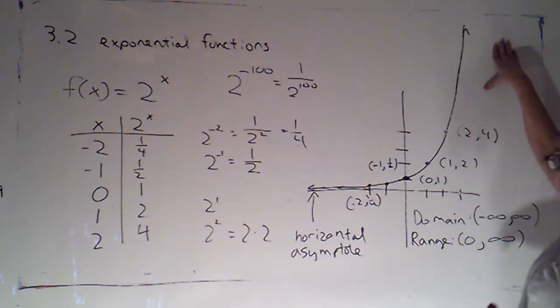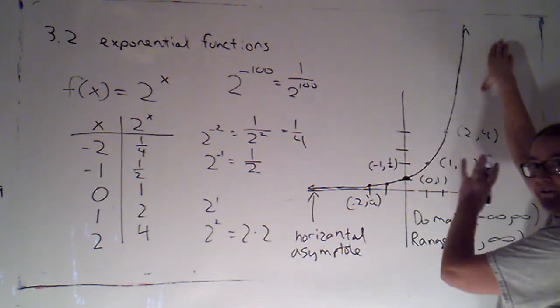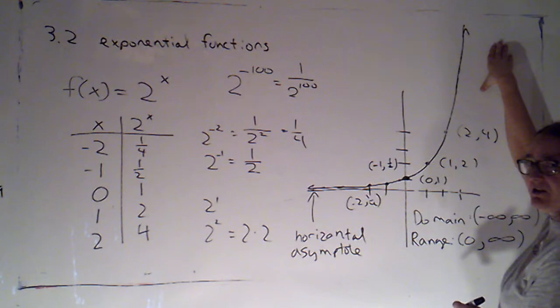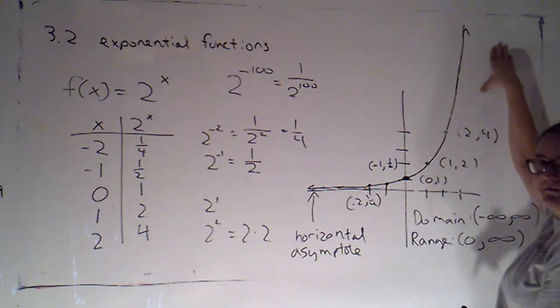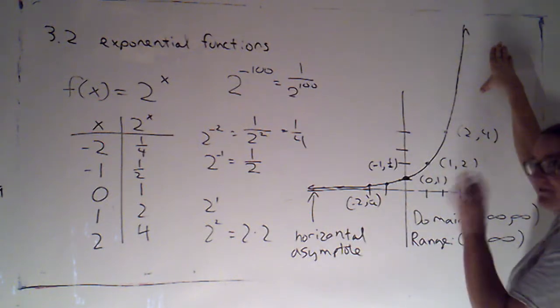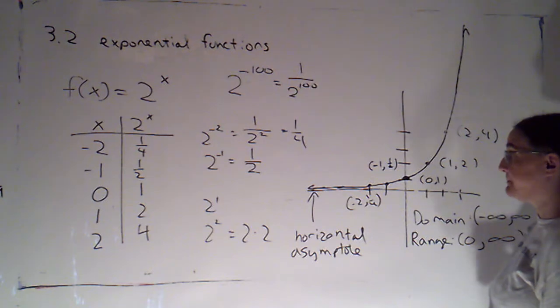Now that's very different from the parabola we get with x squared. So if you remember the formulas, x squared and 2 to the x looked very similar, but very, very different graphs. Exponential functions are very different from the polynomials and power functions that we've studied previously.